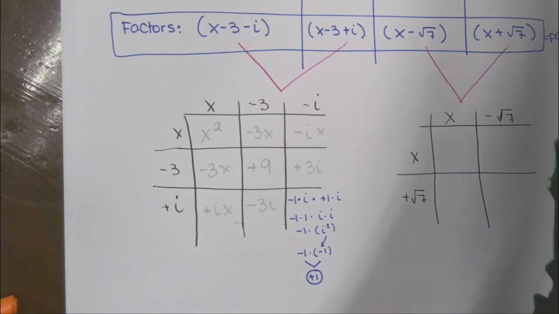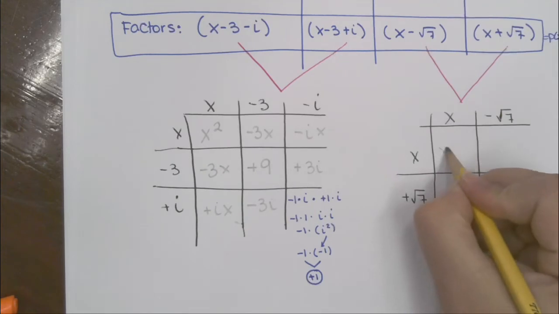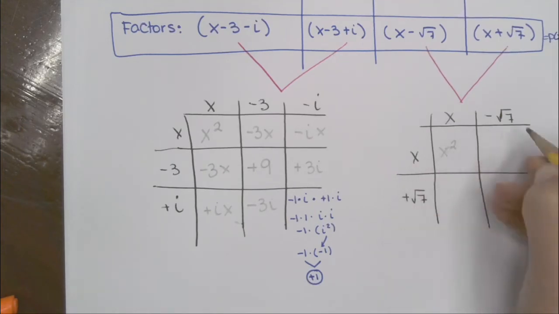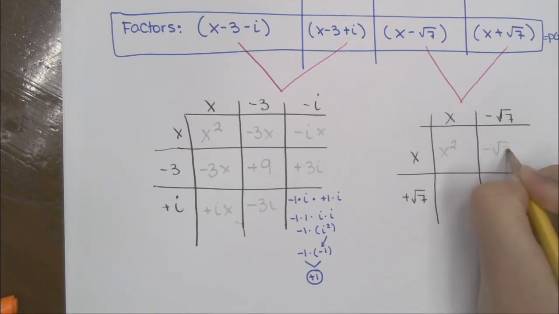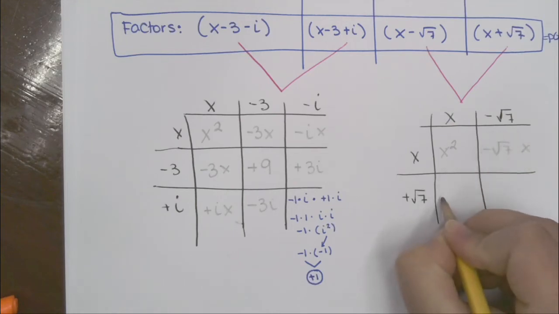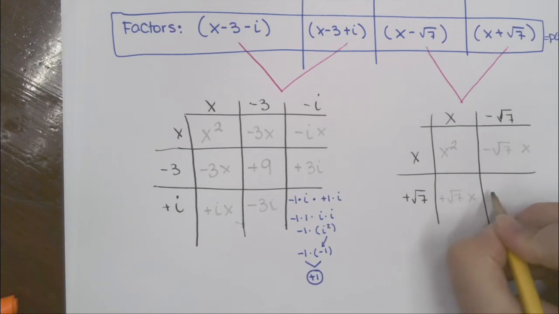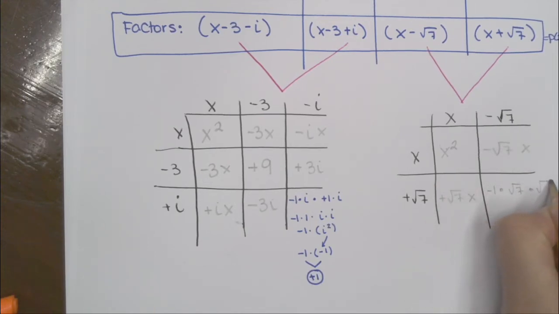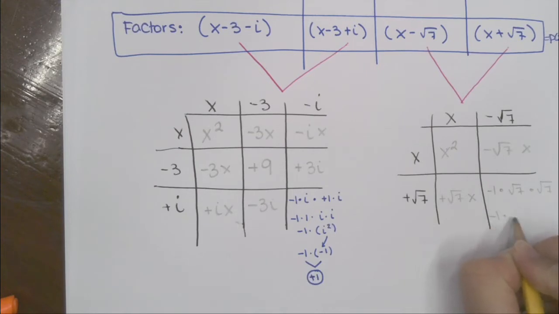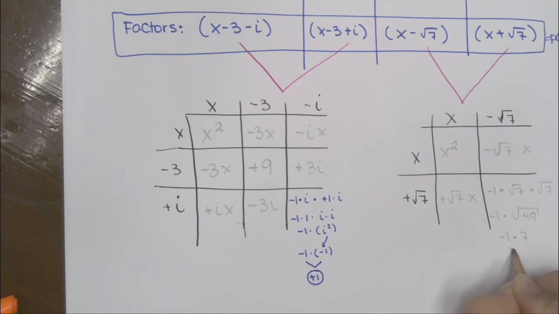Let's move on to the next one. We got x squared. Squared. We got a negative root 7x. You can put x in front, doesn't really matter because they're conjugates. Things are just going to cancel out here in the middle. And then again, it's like saying negative 1 times root 7 times root 7. So we got negative 1 times, what's 7 times 7? 49. What's the square root of 49? Oh, 7 times negative 1? Negative 7. Bless you, my child.